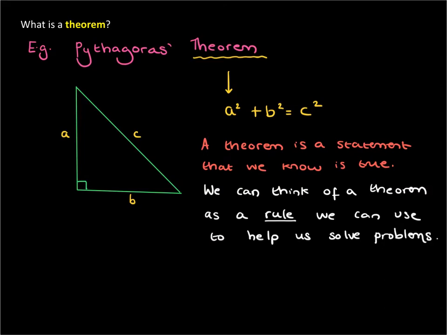Now, you can think of a theorem as a rule that we can use to help us solve problems in maths. And what we're going to do over the next series of lessons is learn about 8 theorems or rules which relate to circles and angles in circles that we can use to then help us solve problems. And these are called the circle theorems. There are 8 of these, and today we're going to learn about one of them.